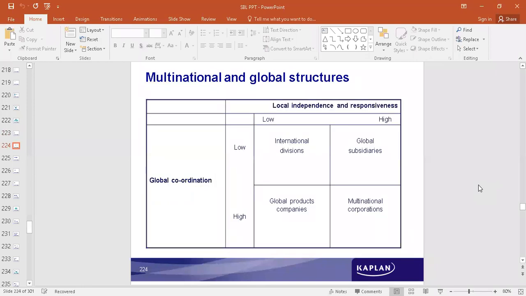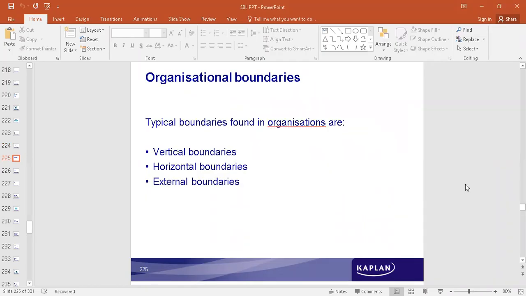Then we've learned about the different types of multinational and global structures. There are 4 different categories, depending on whether local independence and responsiveness is low or high, and whether global coordination is required or not. So we see them as international divisions, global subsidiaries, global product companies, or multinational companies. The explanation given in the study text should be sufficient if you go through that.